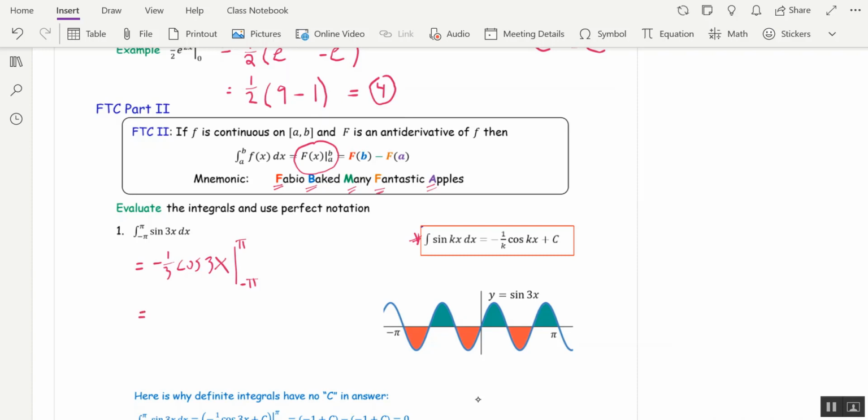Now we're going to evaluate between negative pi and pi. So the negative 1/3 is a constant. I like to pull constants out. It just makes things much easier. So we've got cosine of 3 pi minus cosine of negative 3 pi, right?